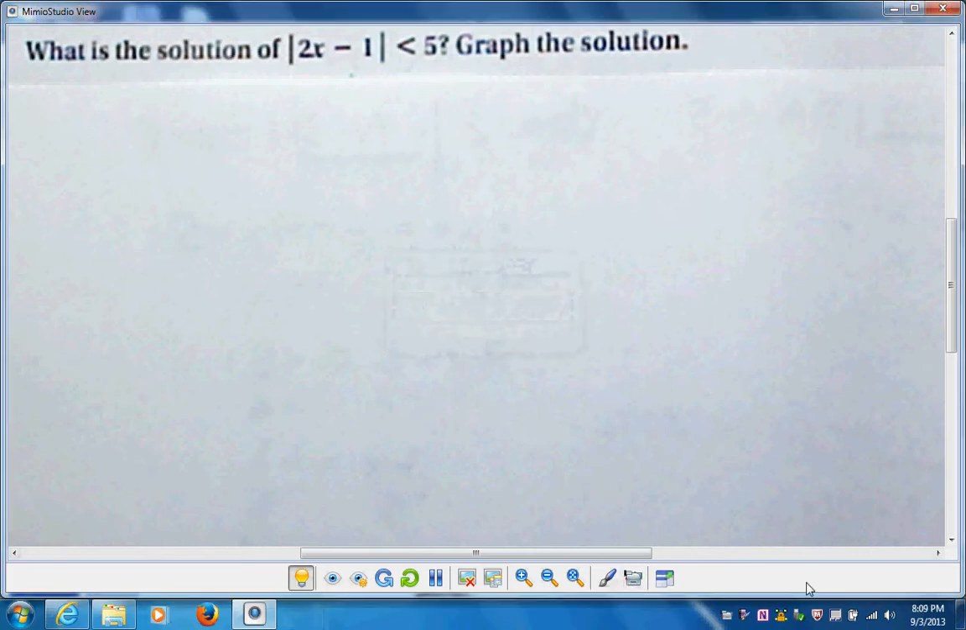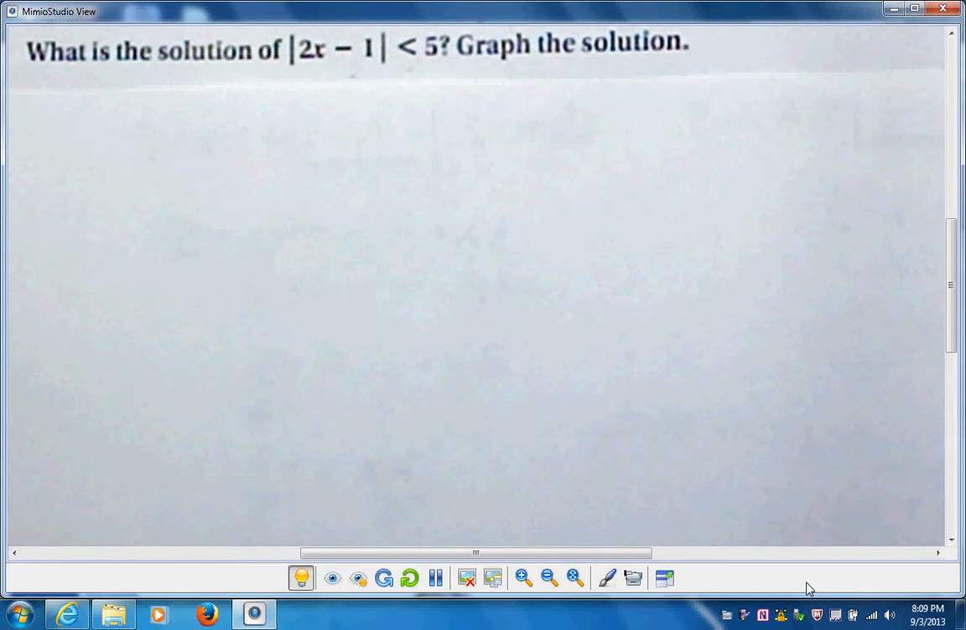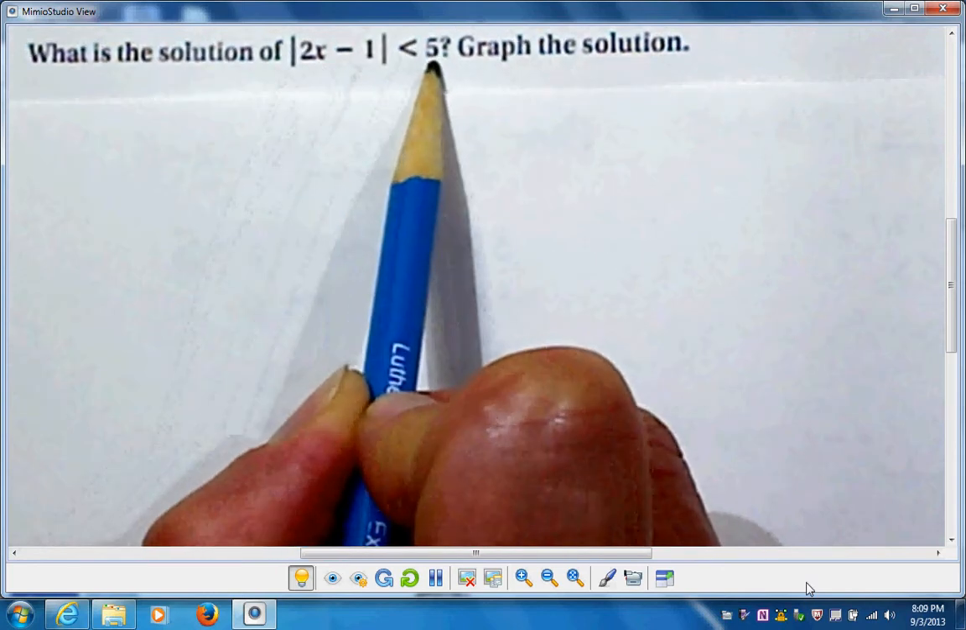Let's look at an inequality. We're going to look at this a little bit differently because it makes it a little easier to understand than if I were to explain it the technical way. So we have an absolute value that's less than 5.